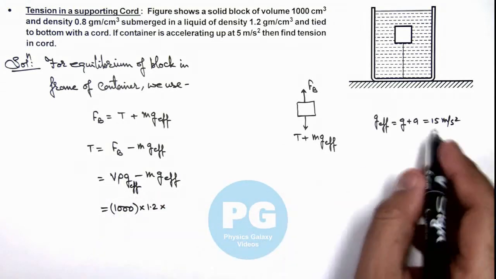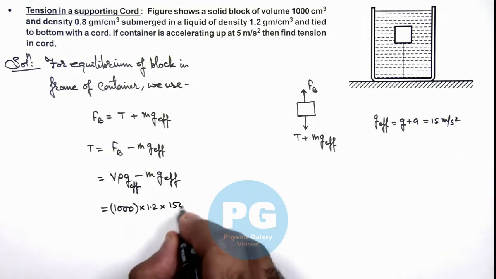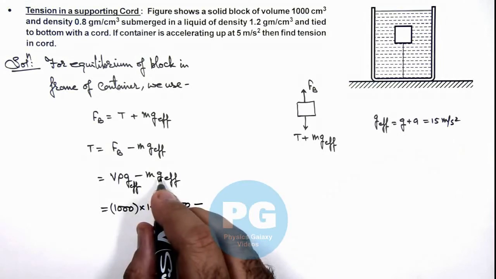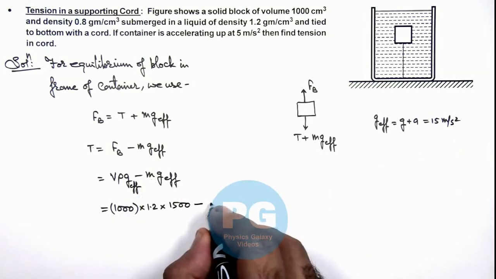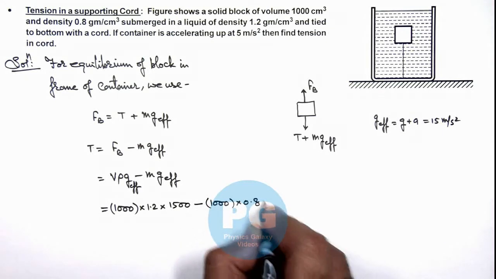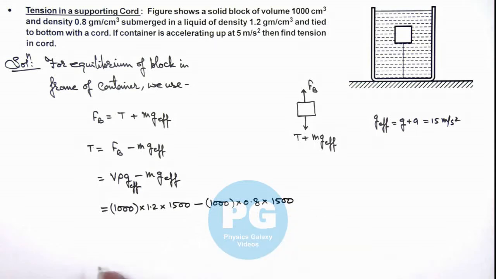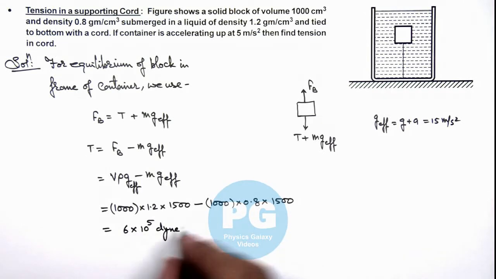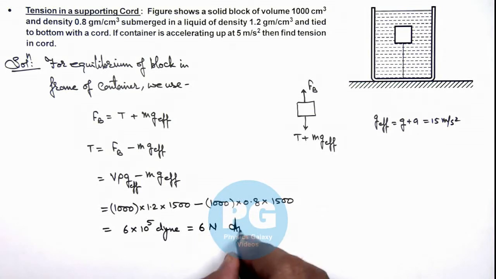So effective gravity here we can take as 1500, minus the mass of block, which we can again substitute as the volume multiplied by its density. So this is 1000 multiplied by 0.8 multiplied by 1500. So numerically when we simplify, this will give us 6 into 10 to power 5 dyne, the force acting on it, and we convert it in SI units. This will be 6 Newton. That is the result of this problem.